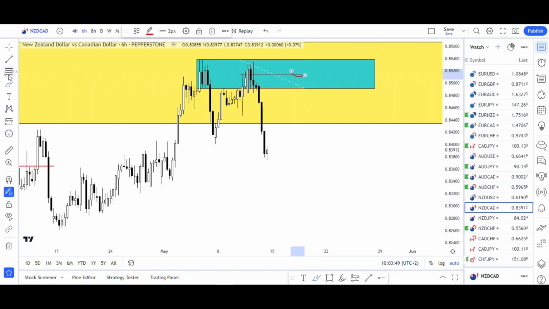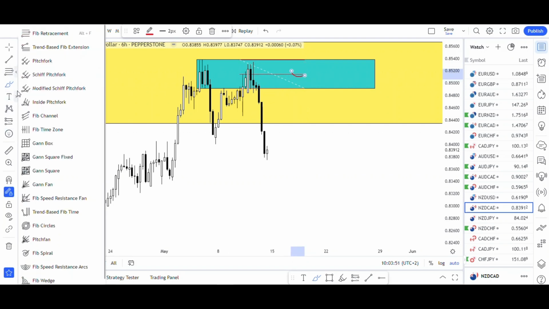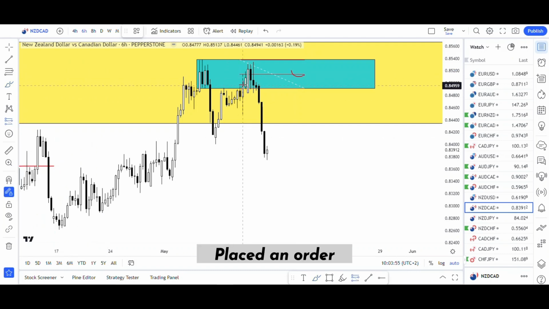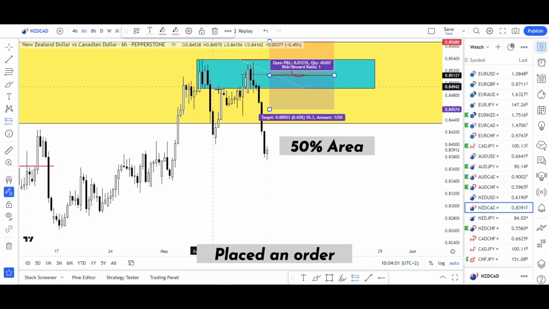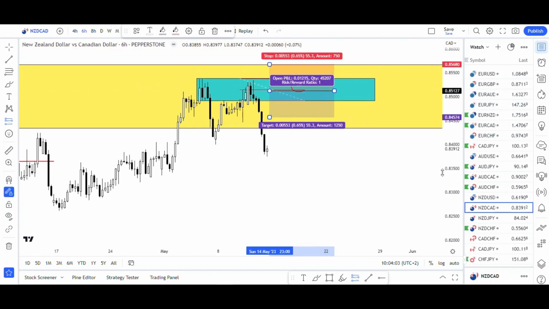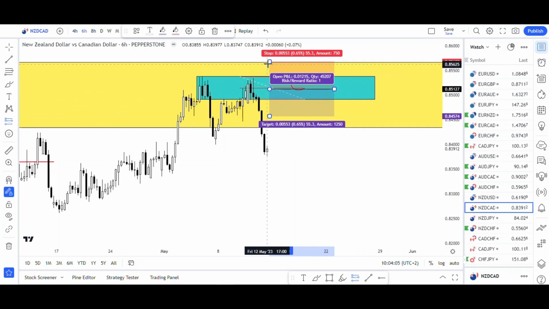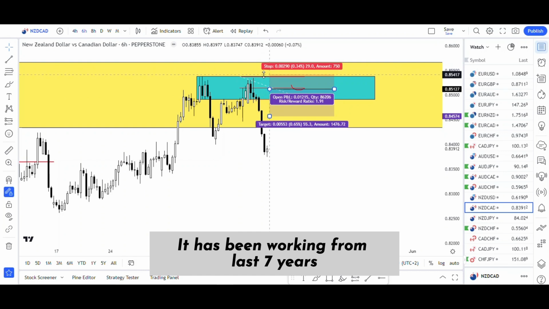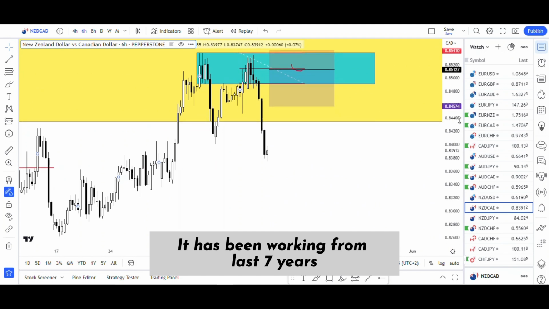So what I do actually, I then place an order here at that 50% area. I could go to the lower time frame and find the order block, but I don't want to do that. I just want to keep things simple, and it works every time. It has worked for the last 7 years, so it's going to work for the next 70 years.